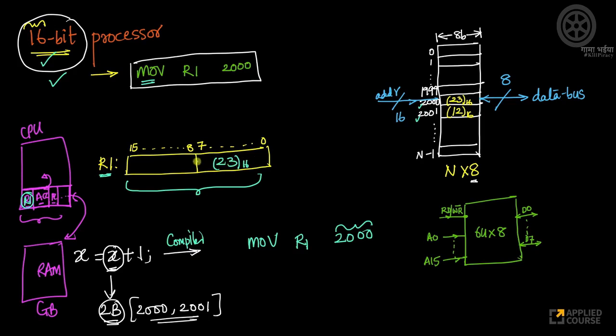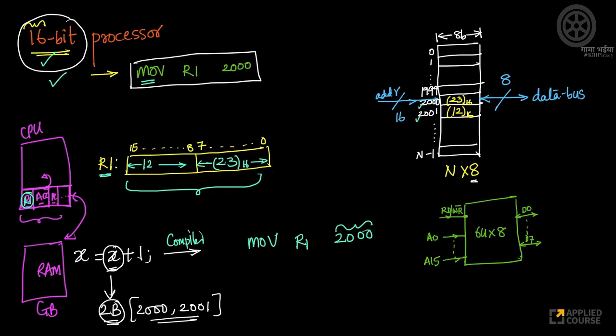So 2 digits in hexadecimal become 8 bits, right? So this 23 is stored in these 8 bits. Whatever is there in address 2000, or the lower address, is stored in the lower bits. The higher numbered byte, this 12, gets stored here. Okay, so this is one possibility. This possibility is called the little endian system.